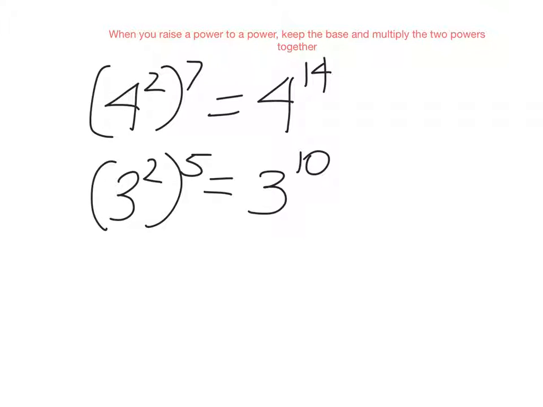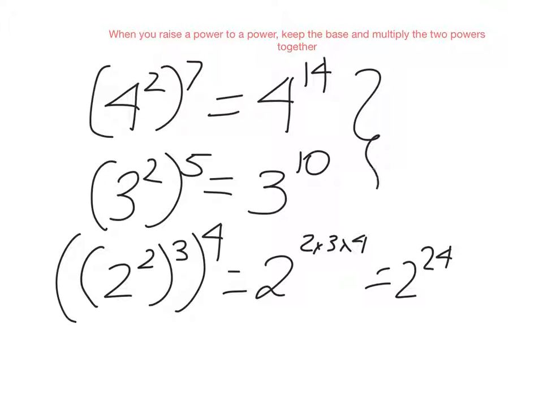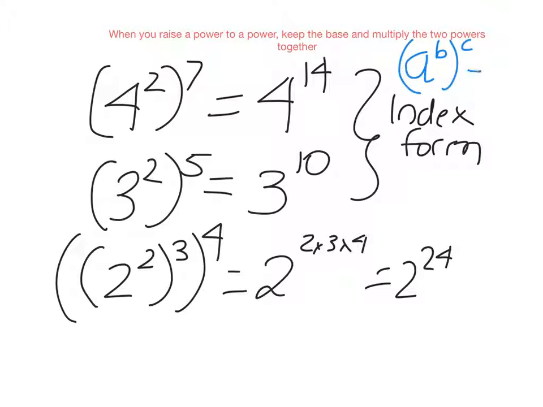Let's say you had something like 2 to the power of 2 to the power of 3, and then you wanted to raise that to the power of 4. That would just be 2 to the power of 2 times 3 times 4, which is 2 to the power of 24. Remember, all of these answers that I'm giving are in index form. Sometimes you'll be asked to give things in index form. So a generic way to write this law is if you have a to the power of b and you raise that to the power of c, that's the same as keep the base, multiply the powers together. It really is as easy as that.